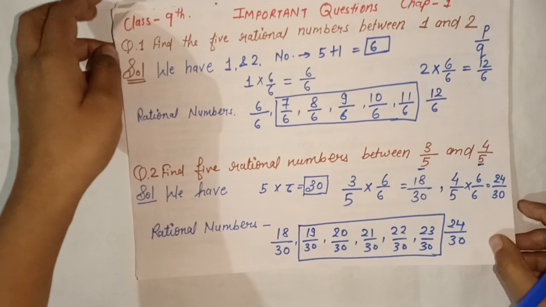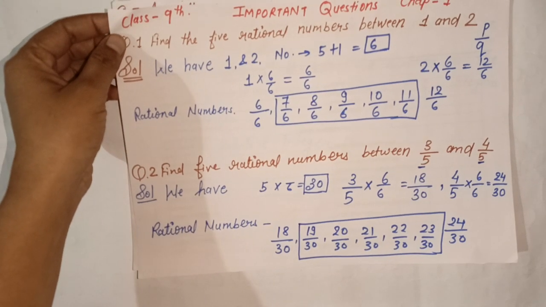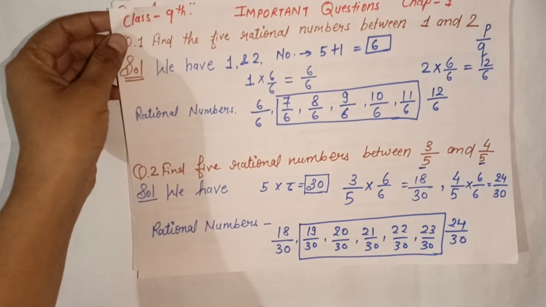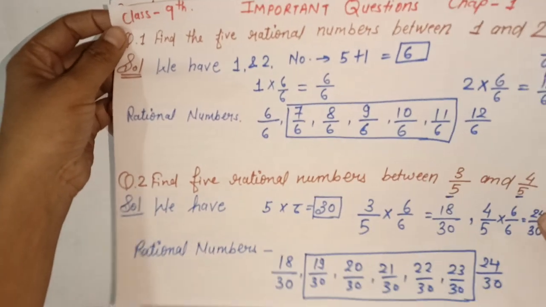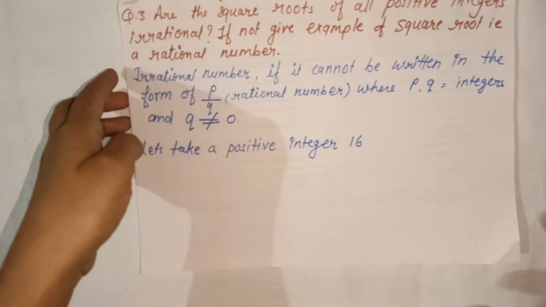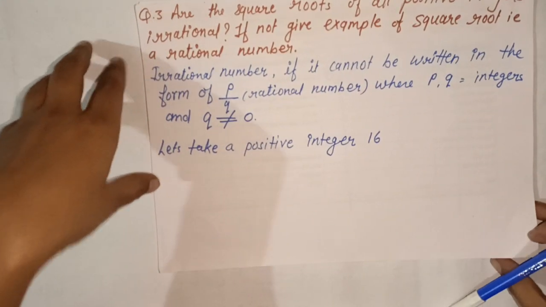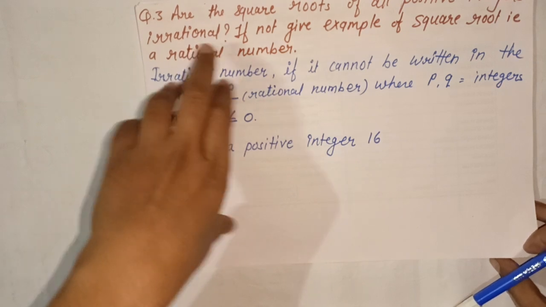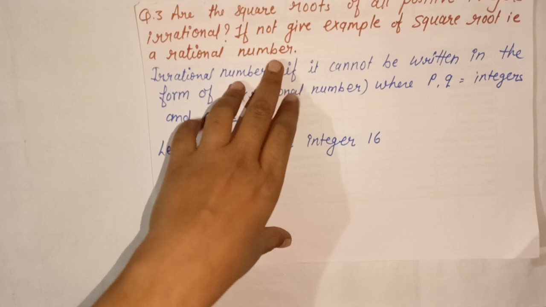So in this way you can easily find the required rational numbers and you can easily solve such kinds of questions. They are coming in exams also. So proceed with our next question, that is, are the square roots of all positive integers irrational? If not, give an example of a square root that is a rational number.